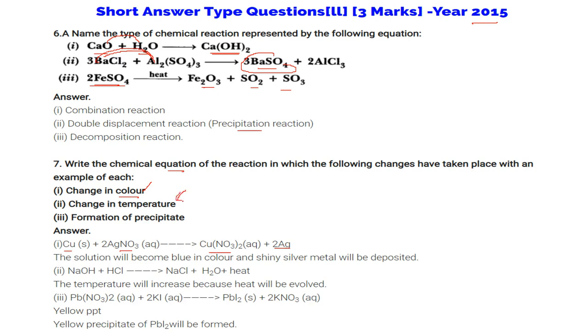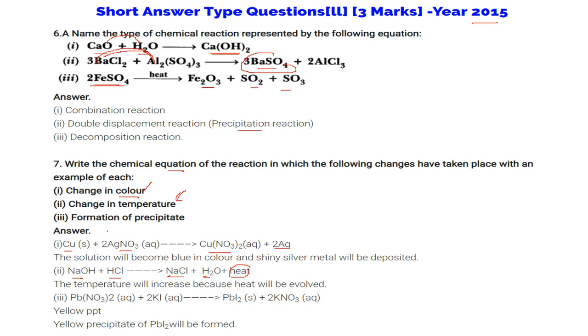How about the temperature? Either you can show any exothermic reaction or some endothermic reaction. So let us take an example of NaOH mixed with HCl. This forms sodium chloride, water and heat. So this is the equation where the temperature is increased and it is called an exothermic reaction.